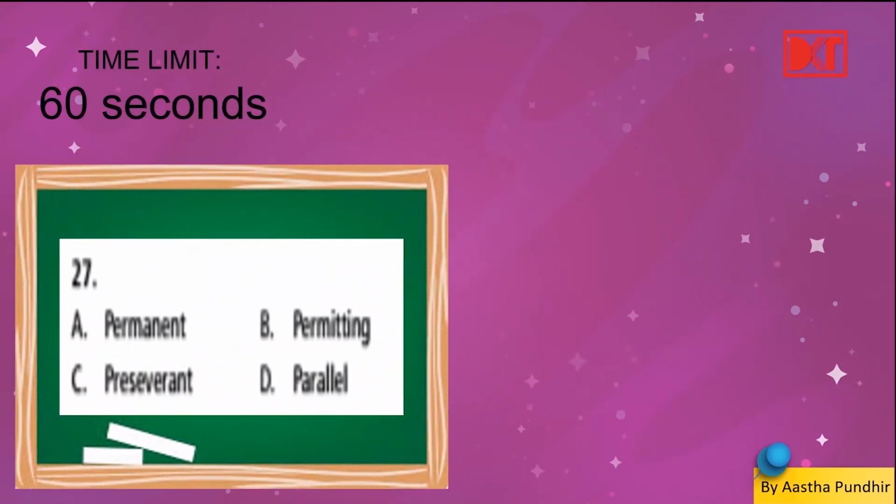Okay, here we have permanent. So here the incorrectly spelled word is C, perseverant. What they are trying to say is perseverant. Its correct spelling is P-E-R, not R-E, P-E-R-S-E-V-E-R-A-N-T. Perseverant refers to someone who's resolute and very encouraged. Other words, permanent, permitting, parallel, are correctly spelled.